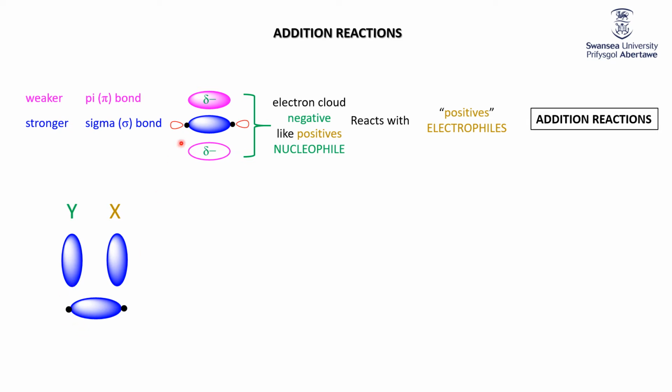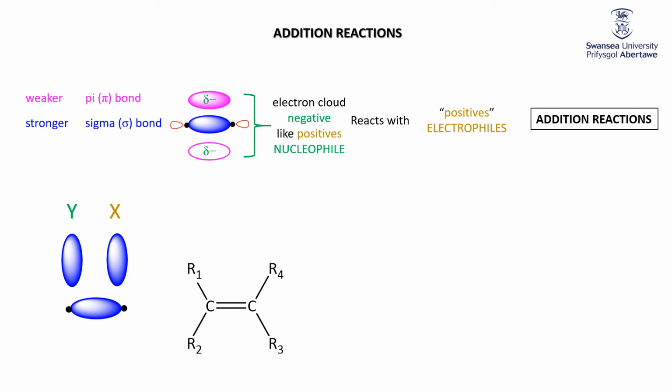So now we've gone from having a sigma bond between the two carbons and a pi bond to where we've still got the sigma bond between the two carbons, but now we've also got a sigma bond to two other species. We've gone from the double bond between the carbons to a single bond between the carbons.